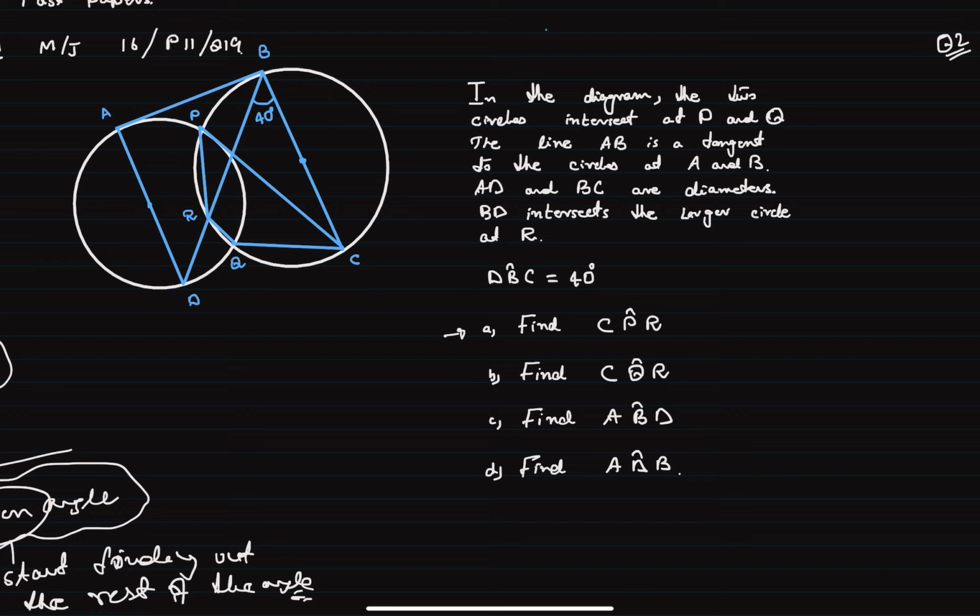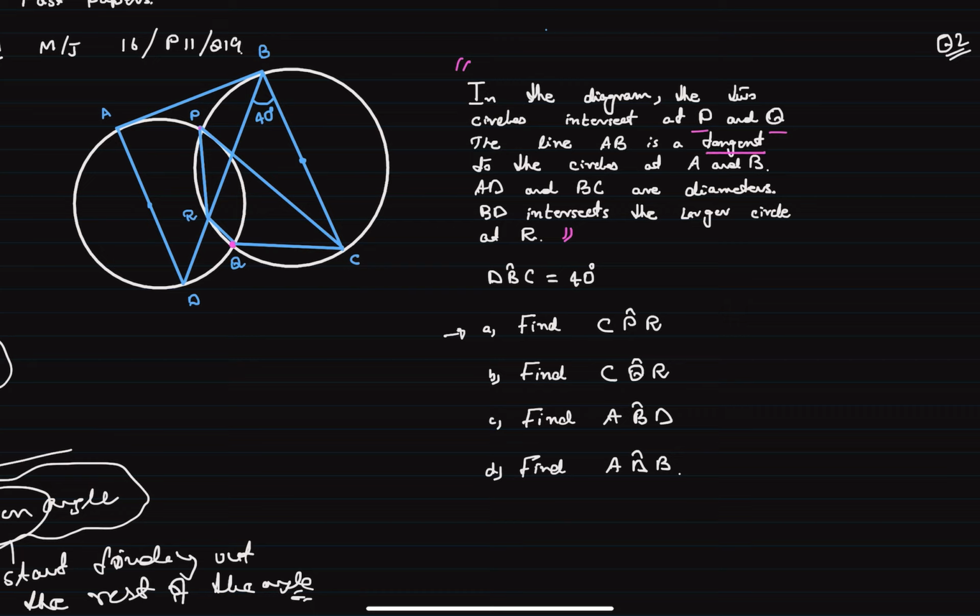So the part A, angle CPR you need to find out. Let's say, and there is one more suggestion, always read the description. Do not only look at the diagram and start solving. Do read the description, because this gives you a hint, right? In the diagram, the two circles intersect at point P and Q. Okay, we can see that these two circles intersect at P and Q. The line AB is tangent.